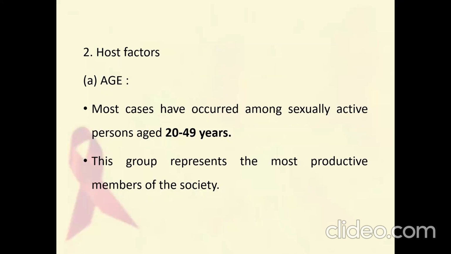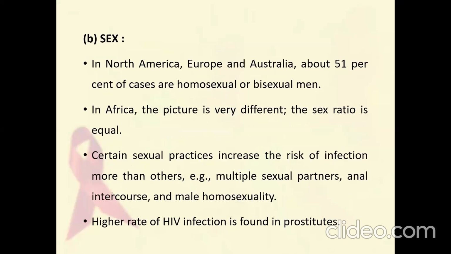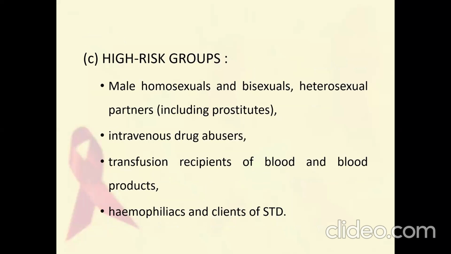Then host factors. Age: most cases have occurred among sexually active persons aged 20 to 49 years. Then sex. In Africa, the sex ratio is equal. In North America, 51% of cases are homosexual or bisexual men. And certain sexual practices increase the risk of infection more than others, for example, multiple sexual partners, anal intercourse, and male homosexuality. And a higher rate is found in prostitutes.